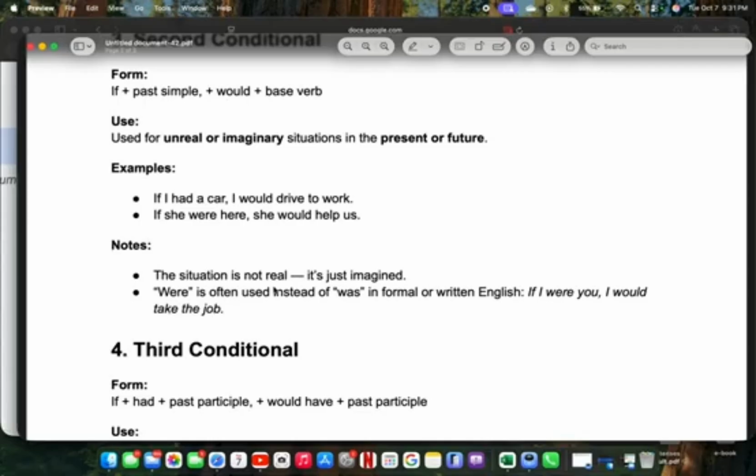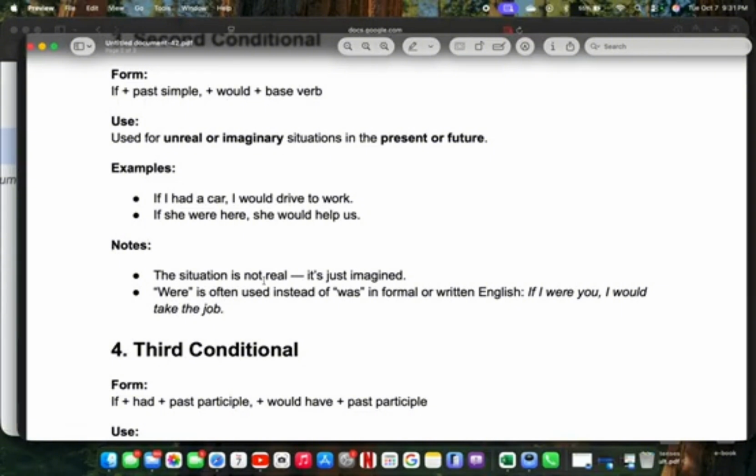Kalau uncertain ni contohnya macam if I was a CEO, so possible tak untuk I jadi CEO? Yes, it's possible. If I were a boy like Beyonce said, yes. Yeah. Or if I had a car.